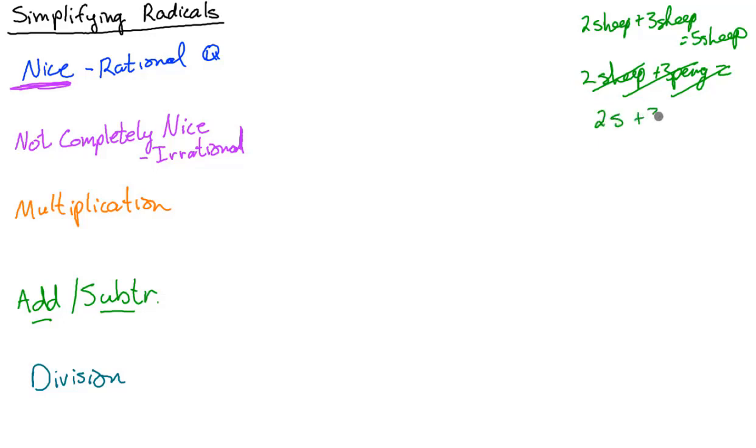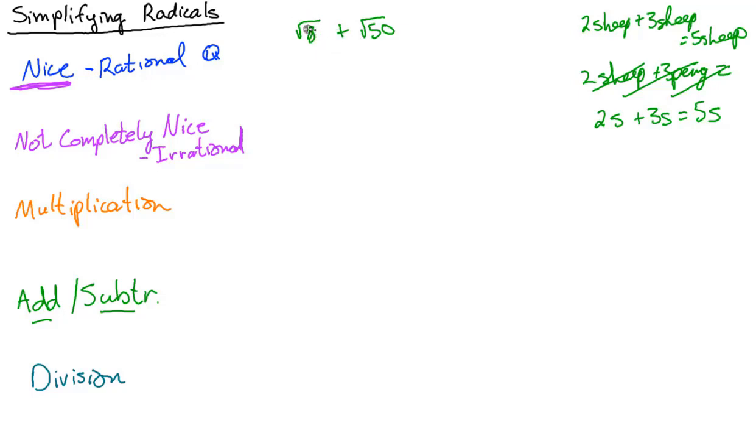We had 2s plus 3s, and look at that, we got 5s. When we had 2s plus 3p, it didn't happen. Well, the same thing is going to happen here. If we have something like the square root of 8 plus, say, the square root of 50, we try to add these two together, they are not the same thing. Square root of 8s and square root of 50s are different items. They're in completely different worlds.